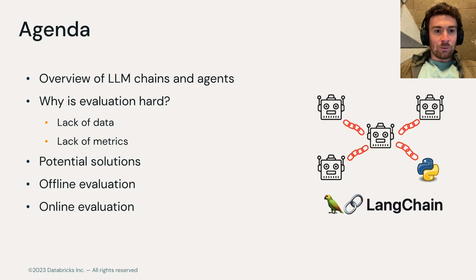Today, I'll cover an overview of LLM chains and agents. What are they? Why are they interesting? Why are they useful? Then I'll talk about why evaluation of these chains and agents is hard, primarily due to two main reasons: lack of data and lack of metrics. I'll then discuss a few potential solutions that are emerging as best candidates. And then I'll talk about offline and online evaluation, which are just two concrete representations of applying these solutions for evaluations to the problem at hand.